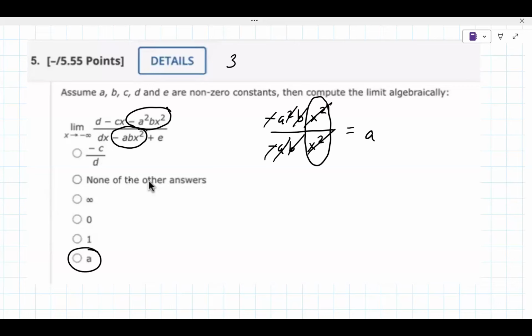Okay. So would question 6 be the exact same thing? You're just seeing what you can cancel out? Question 6 is slightly different because it's bottom heavy.